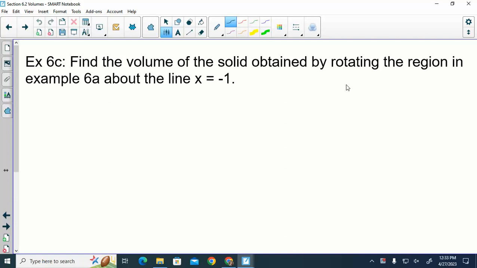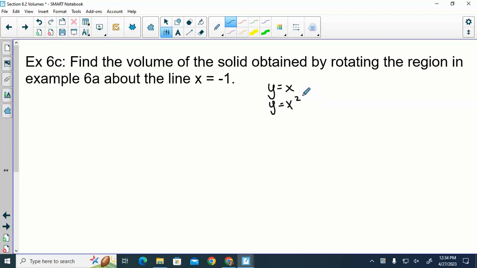Find the volume of a solid obtained by rotating the region in example 6a about the line x equals -1. So 6a, if we look back, was the area between y equals x and y equals x squared, right? And we've done that a couple different ways.